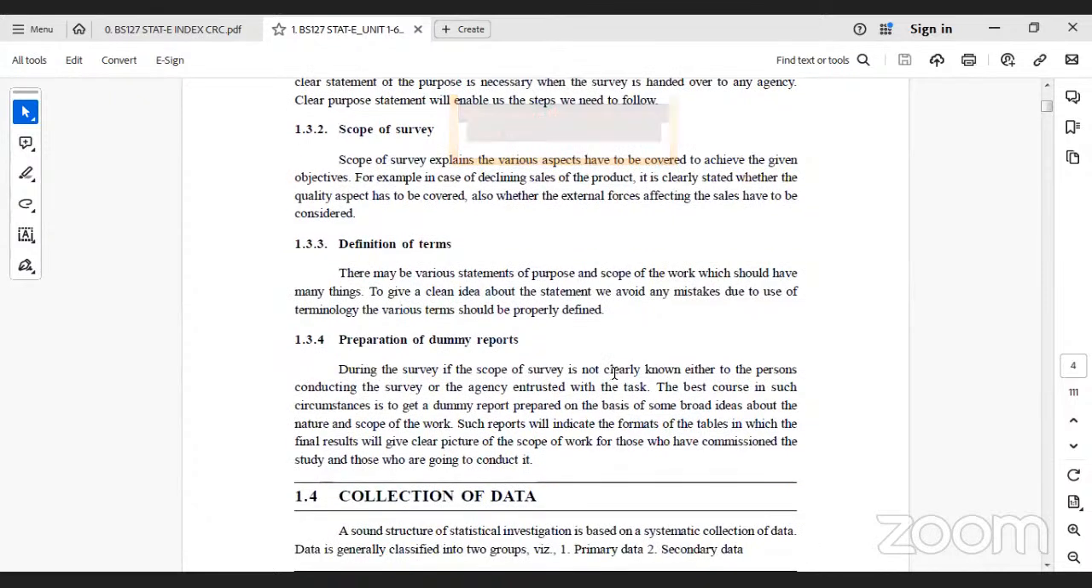Preparation of dummy reports. Why? During the survey, if the scope of the survey is not clearly known to either the persons conducting the survey or the agency entrusted with the task, the best course is to get a dummy report prepared. To prepare a dummy report, we can take broad ideas about the natural scope of the work. Such reports will indicate the formats and tables in which the final results will be given, and a clear picture of the scope of work and the roles of those who are going to conduct the study.